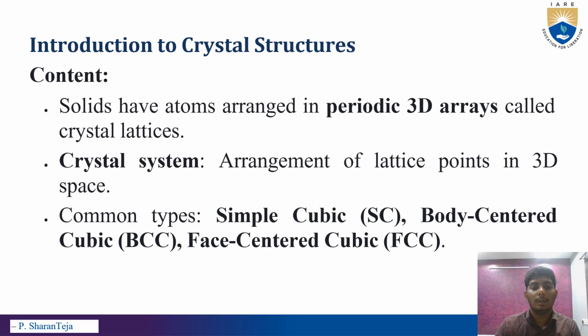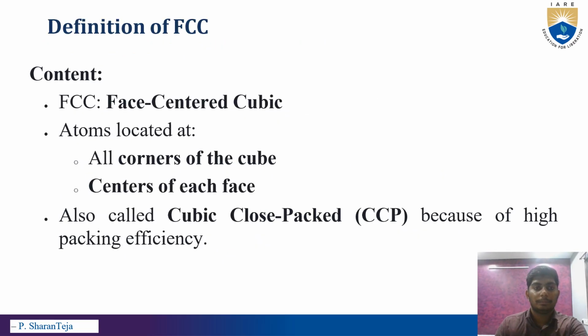The repeating smallest building block in crystalline materials is called a unit cell. There are 7 crystal systems in solid state physics. Among them, the cubic system is one of the most important because many engineering materials follow it. Within the cubic system, we have simple cubic (SC), body centered cubic (BCC), and face centered cubic (FCC). Among these, FCC is the most densely packed and mechanically favorable.